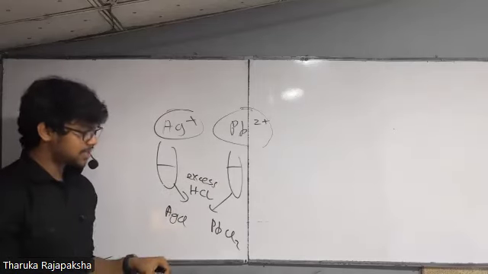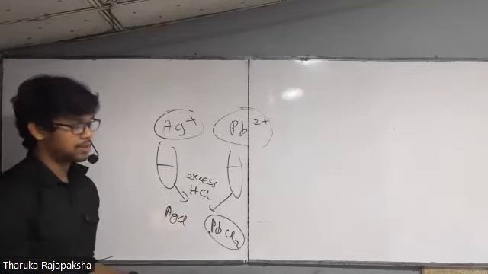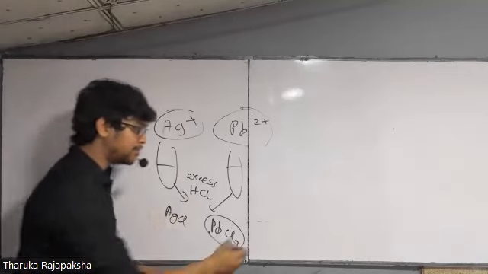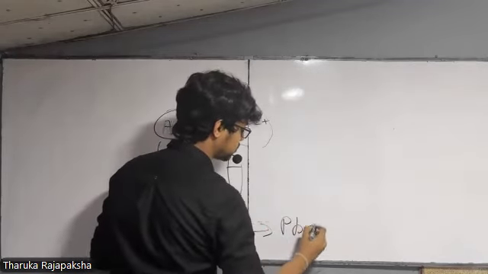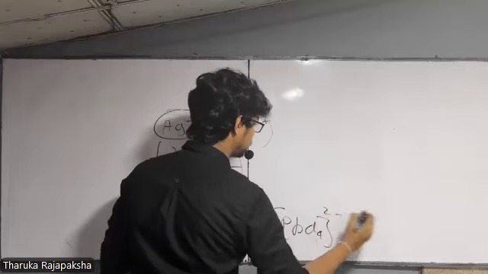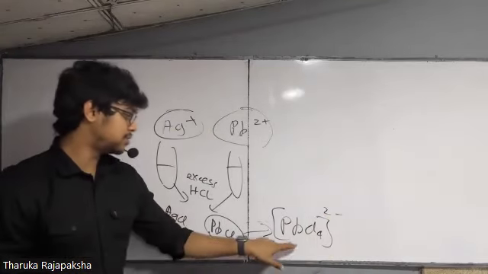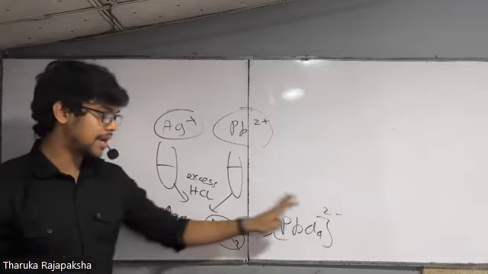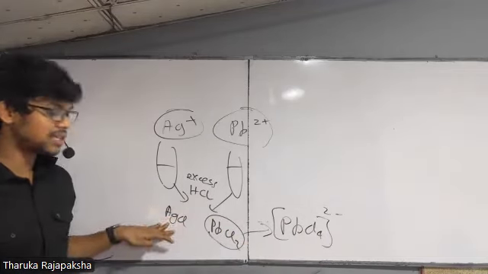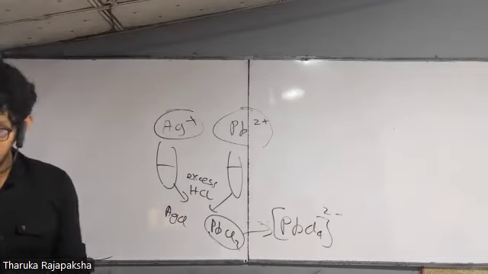When you put excess HCl, people, this one will dissolve to form PbCl4 2 minus. And this is a colorless solution. So initially it will form a white color precipitate and it will become colorless. But this one doesn't show such an observation. So that's how you identify.